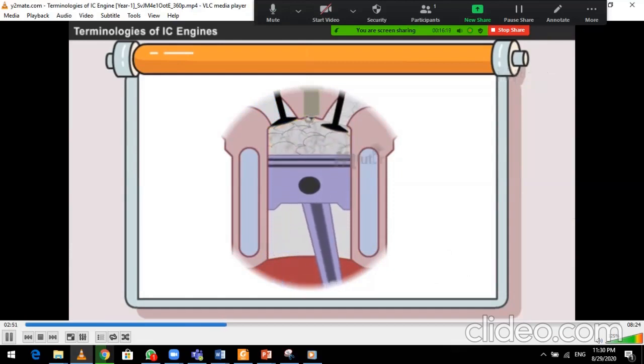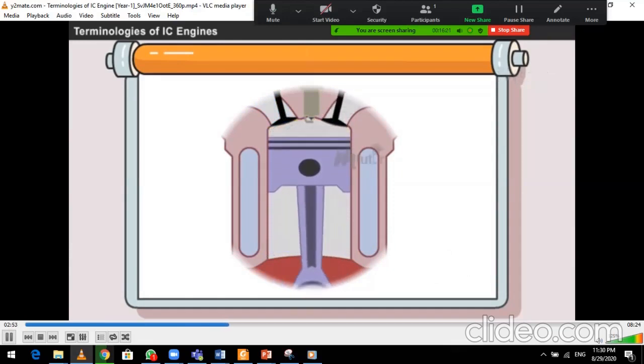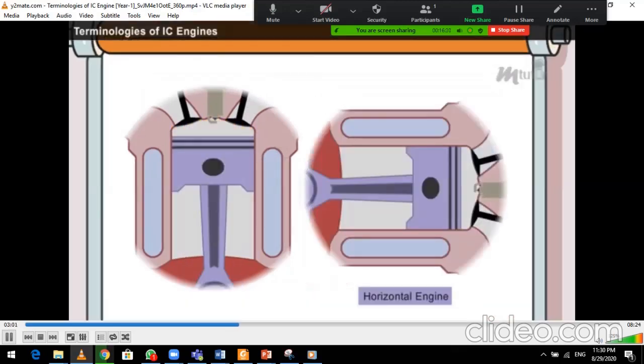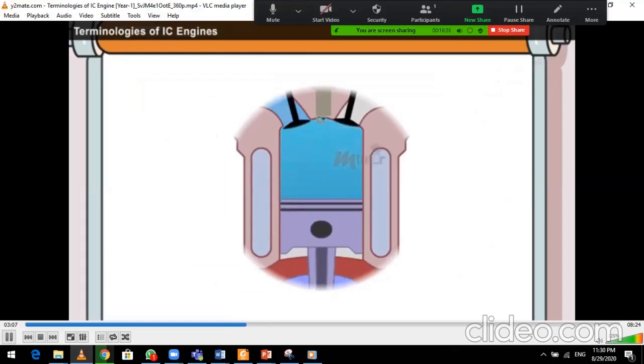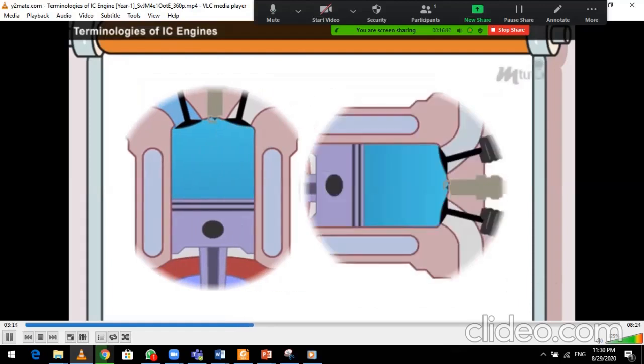The topmost position of the piston towards the cover end side of the cylinder is called top dead center, or TDC. In horizontal engines, this is known as inner dead center. The lowest position of the piston towards the crank end of the cylinder is called bottom dead center, or BDC. In horizontal engines, this is known as outer dead center.